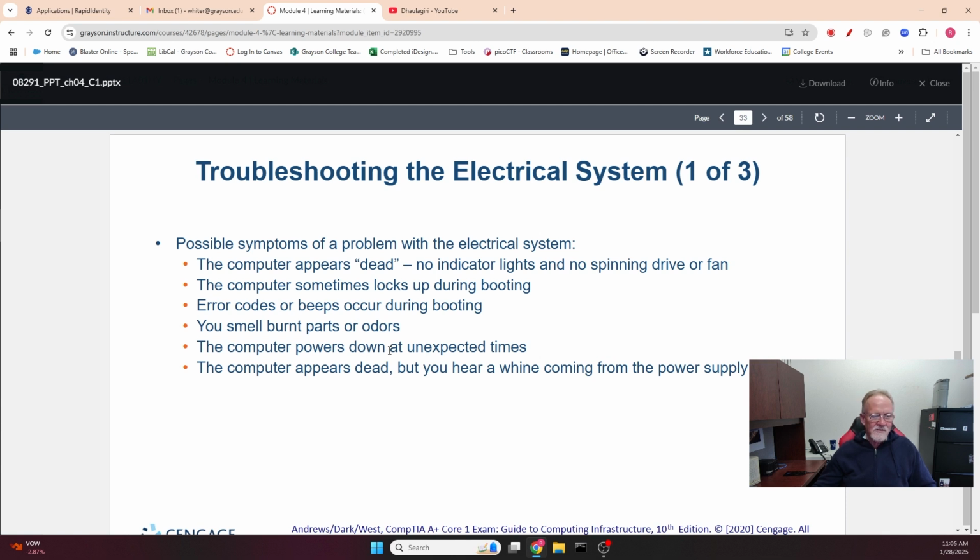The computer powers down at unexpected times. That is generally what happens when it gets hot. The computer appears dead, but you hear a whine coming from the power supply. That means the fan is turning, but for some reason the power is not being transferred from the wall to the rest of the computer.